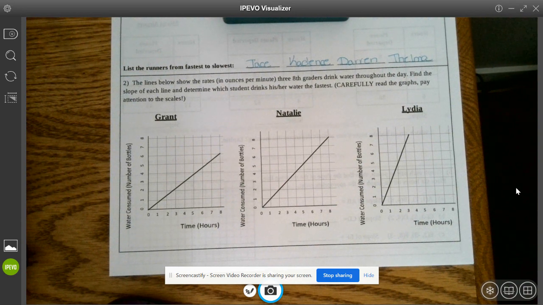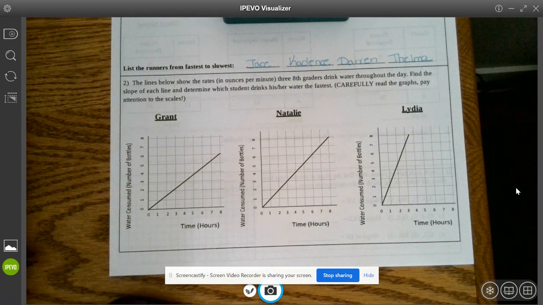The question says, the lines below show the rates in ounces per minute of 3 eighth graders drinking water through the day. Find the slope of each line and determine which student drinks his or her water the fastest. Carefully read the graph and pay attention to the scale.